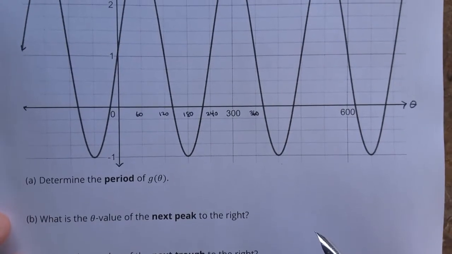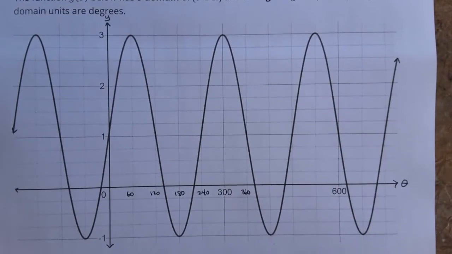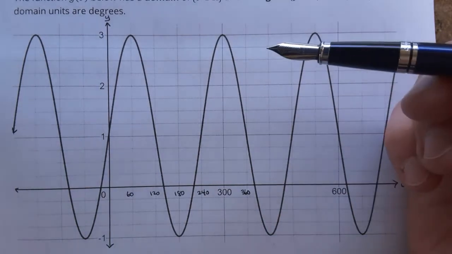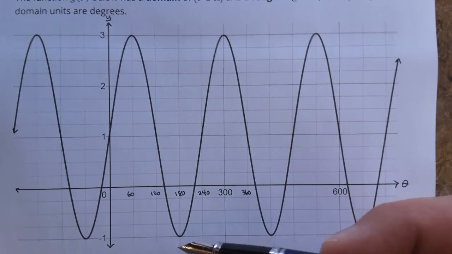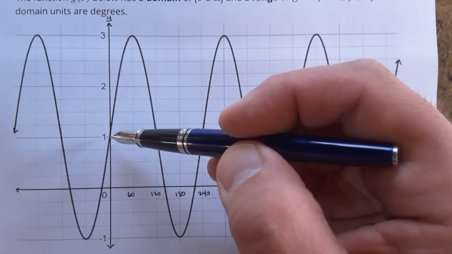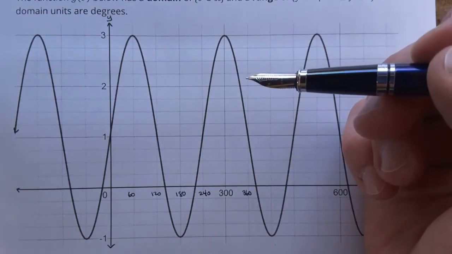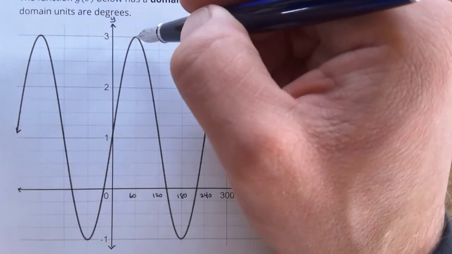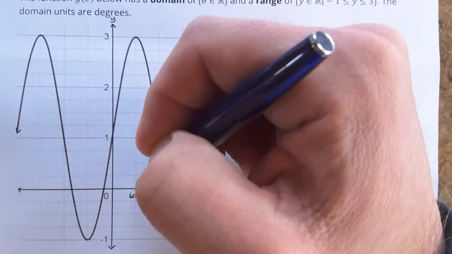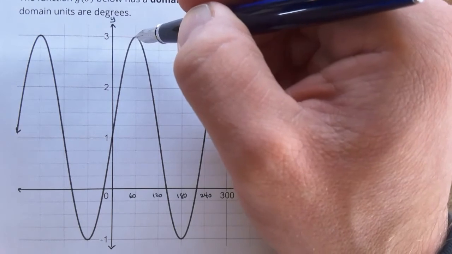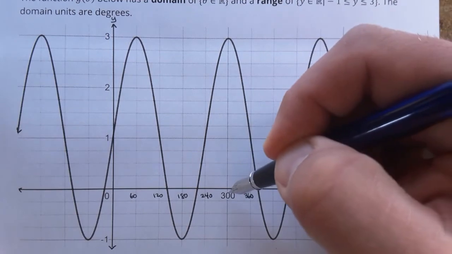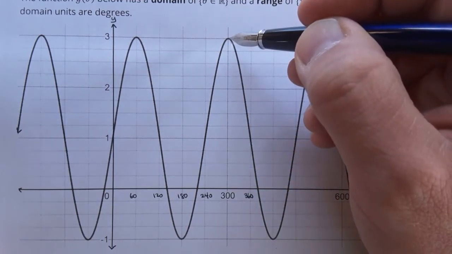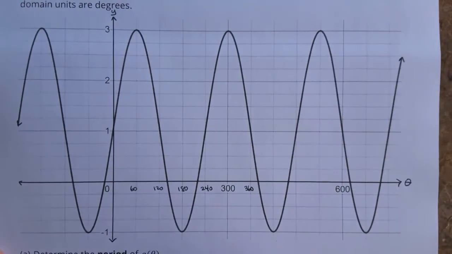Let's find the period of g of theta. That's our first step. Well, what we want to do is look for any really good point that we're sure about the value of. For example, we could use a peak, we could use a trough, or we could use something really nice like this point right here. But let's go ahead and use this peak right here. There's a peak at 60 degrees and 3. We go down and back up, and there's another peak at 300 degrees and 3. So let's use those points.